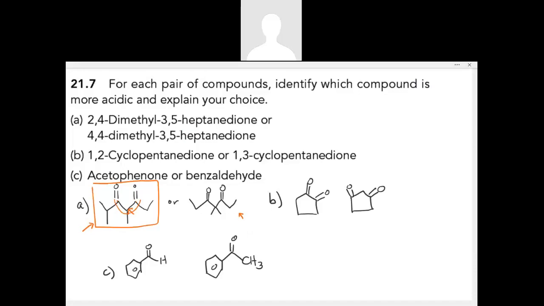So we would generate a more stabilized conjugate base, and then we would see that any protons that are removed from these sites here could only form a conjugate base that's stabilized over one oxygen. So that's why this first compound is more acidic, because it has a more stable conjugate base with that negative charge distributed over two oxygens instead of one.